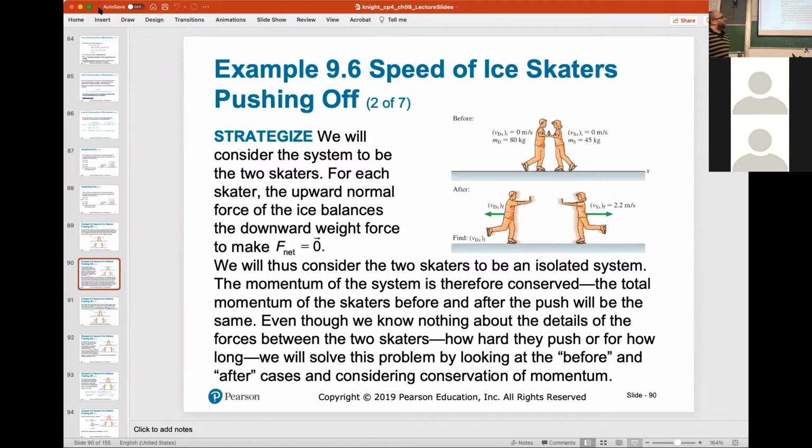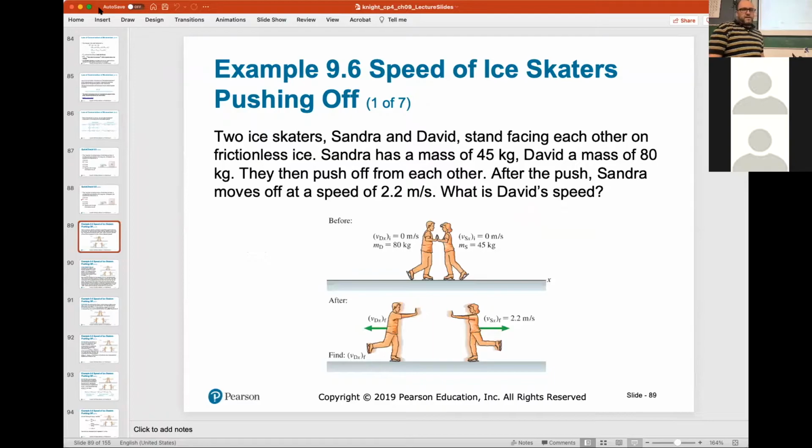Okay, so let's look at this example. We've got two ice skaters here. Two ice skaters, Sandra and David, stand facing each other on frictionless ice. Sandra has a mass of 45 kilograms, and David has a mass of 80 kilograms. They then push off from each other, and after the push, Sandra moves at a speed of 2.2 meters per second.